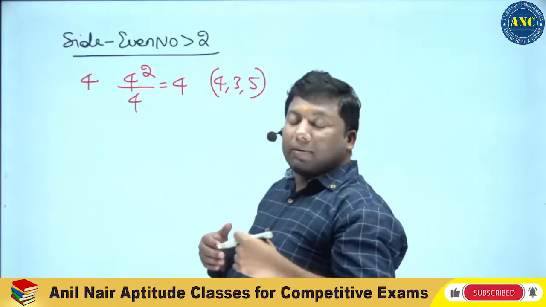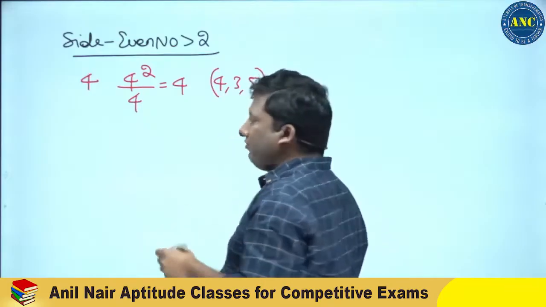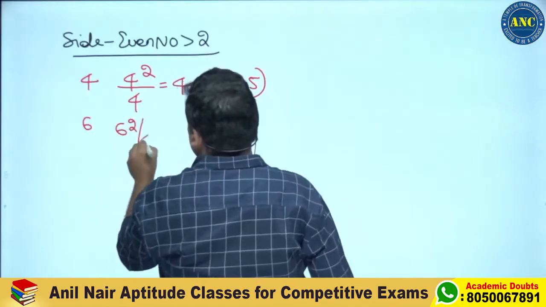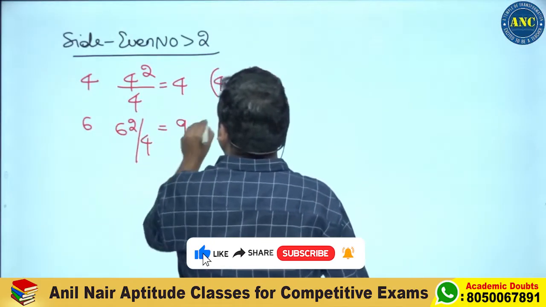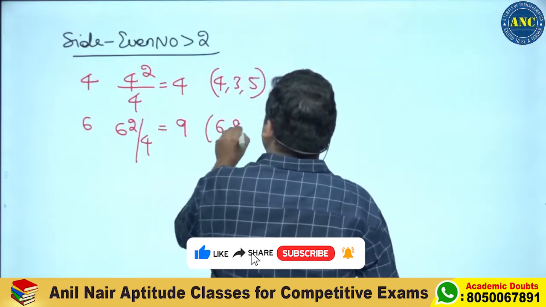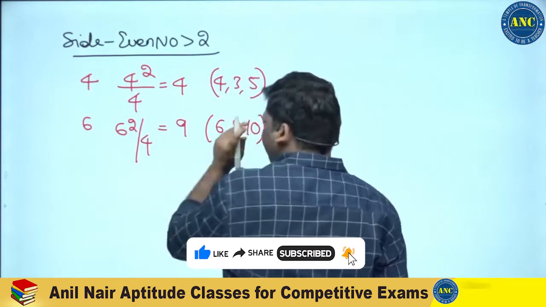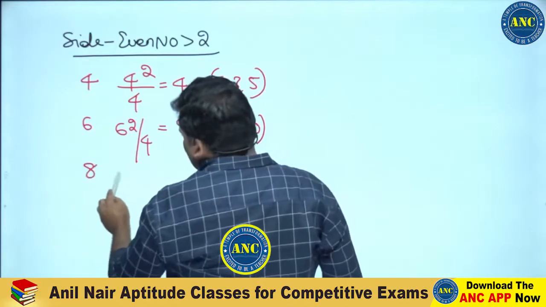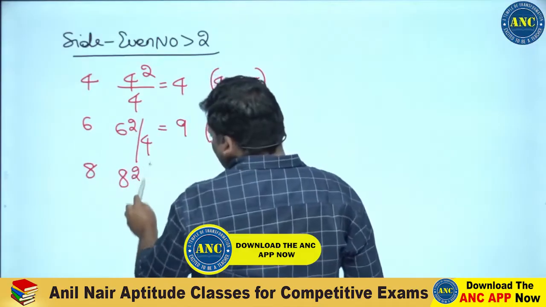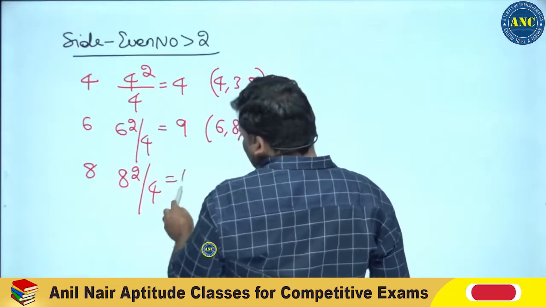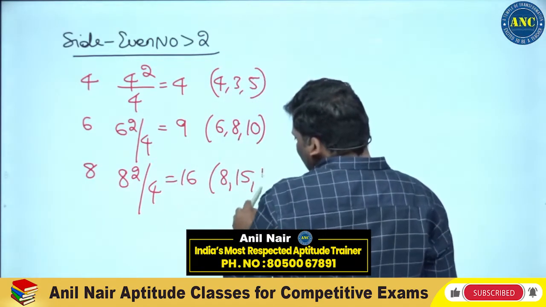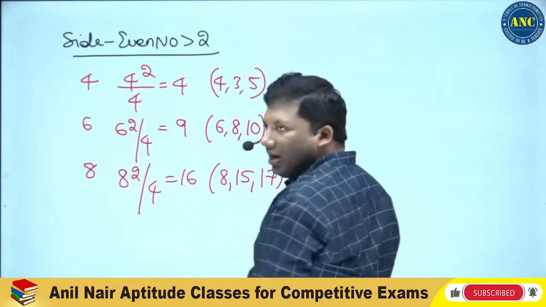If it is an even number, square it and divide by 4. If it is 6, square it and divide by 4. 36 by 4 is 9. Subtract 1, add 1: the triplet is 6, 8, 10. If it is 8, square it and divide by 4. 64 by 4 is 16. Subtract 1 and add 1: 8, 15, 17. Are you all with me?